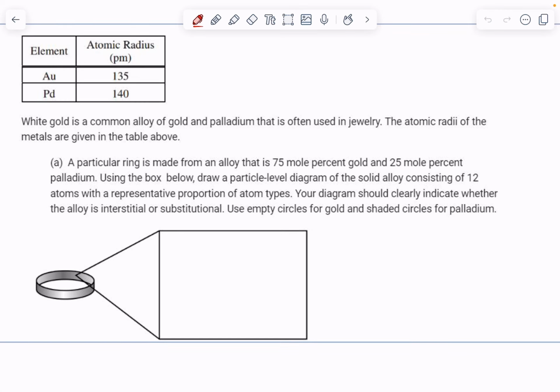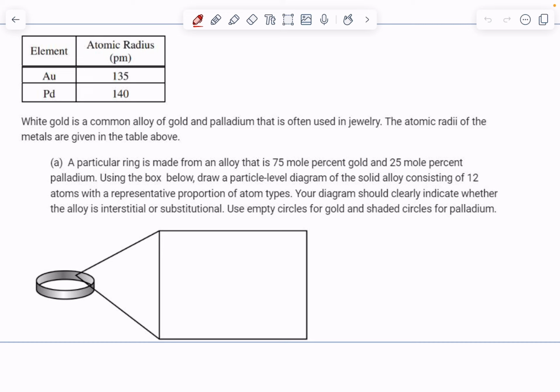A particular ring is made from an alloy that is 75% gold and 25% palladium. Using the box below, draw a particle level diagram of the solid alloy consisting of 12 atoms with a representative proportion of the atoms. Your diagram should clearly indicate whether the alloy is interstitial or substitutional. Use empty circles for gold and shaded circles for palladium.